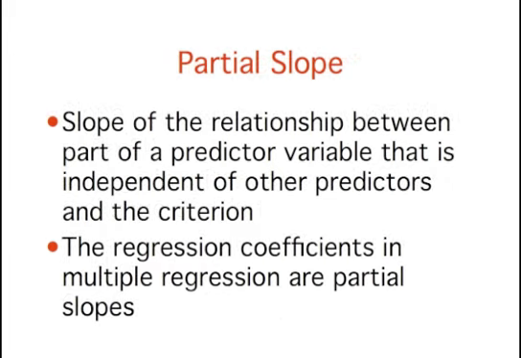The slope of the relationship between the part of a predictor variable independent of other predictor variables and the criterion is its partial slope. Thus, the regression coefficient of 0.541 for HSGPA and the regression coefficient of 0.008 for SAT are partial slopes. Each partial slope represents the relationship between the predictor variable and the criterion, holding constant all other predictor variables.